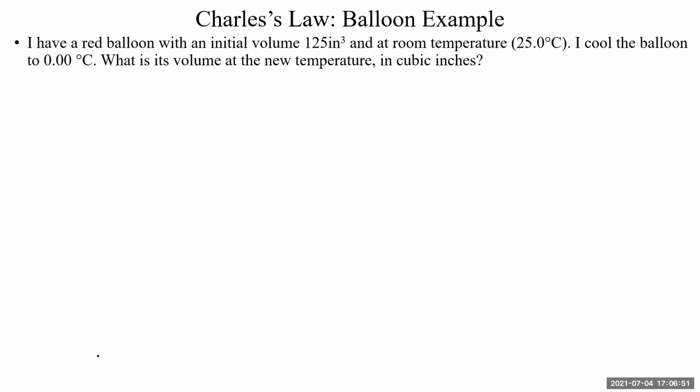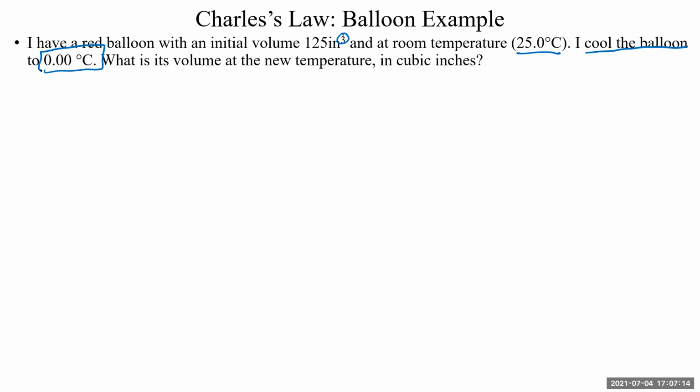So I have a red balloon with an initial volume of 125 cubic inches. Remember, a cubed length is a volume. At room temperature of 25 Celsius, I cool the balloon down to 0 Celsius. What is its volume at the new temperature? So this is Charles's law.